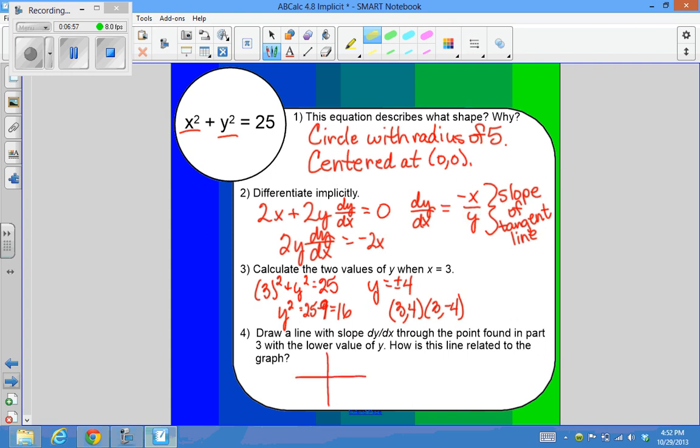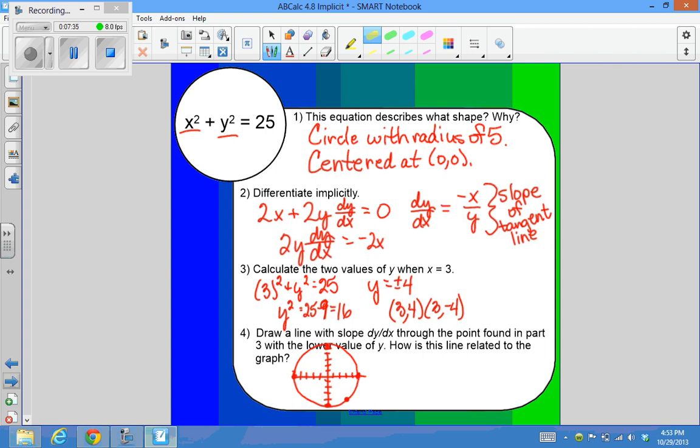So I'm going to make my graph. I'm going to go out 1, 2, 3, 4, 5 in every direction. So, circle. And I hope it is somewhat, probably not, circular. Okay, it said use the lower value of y. That's the 3, negative 4. So if I go over 3 and down 4, that is about that point right there.